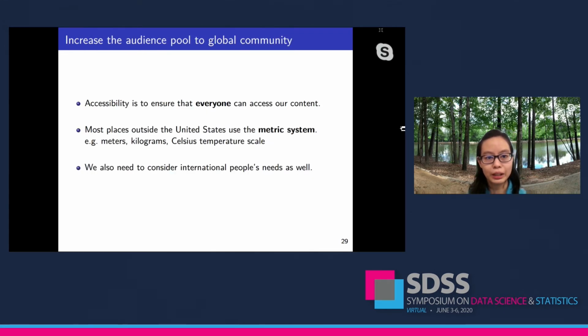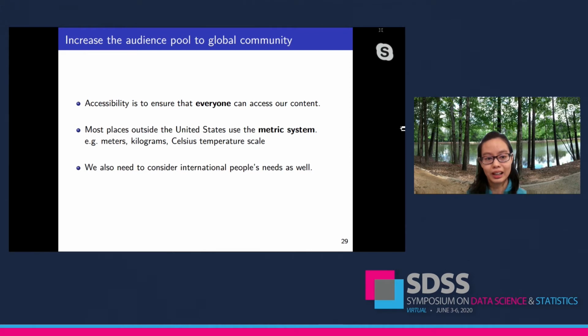And to increase the audience pool to the global community, we need to include more people in our potential audience. Accessibility is to ensure that everyone can access our content, and everyone has different needs. International people may have different needs than the people in the United States, because many places on this planet use the metric system. They may be more familiar with millimeters than inches. They may use the Celsius temperature scale, while in the US we use the Fahrenheit temperature scale.